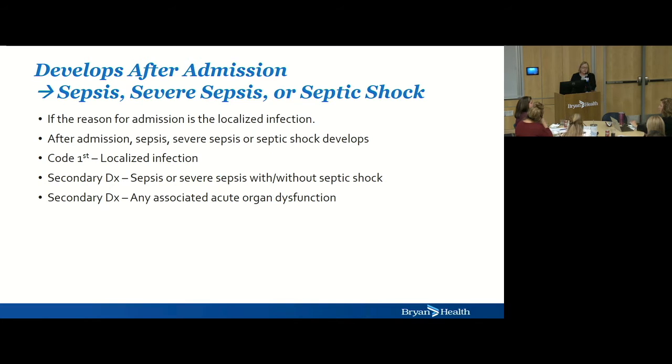And then if sepsis develops after admission, there are specific rules on how to deal with that. In this instance, the localized infection would be listed first. And when I say listed first, I mean the principal diagnosis. Then the sepsis, severe sepsis, or septic shock, whichever applies to the admission, is listed as a secondary diagnosis. And then any associated organ dysfunctions.